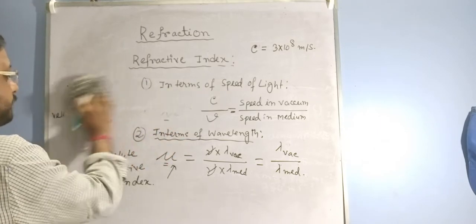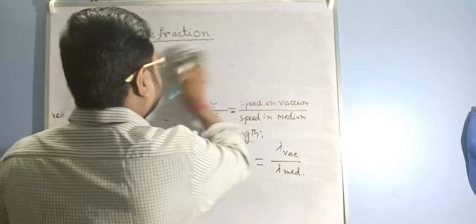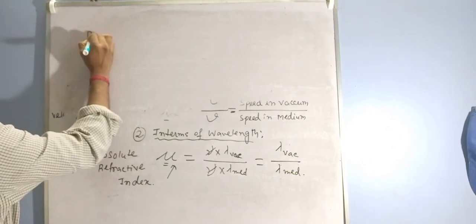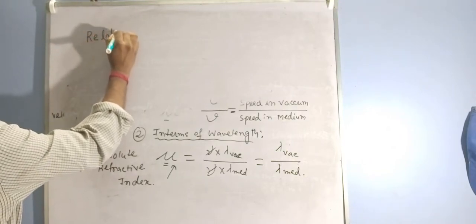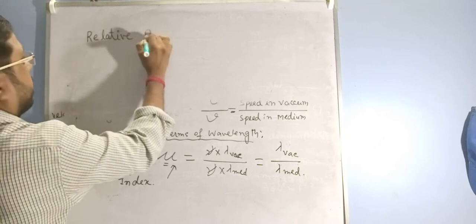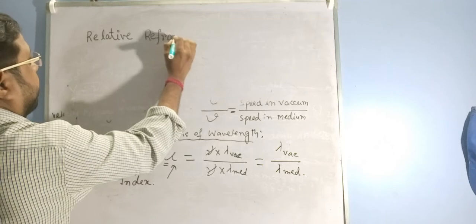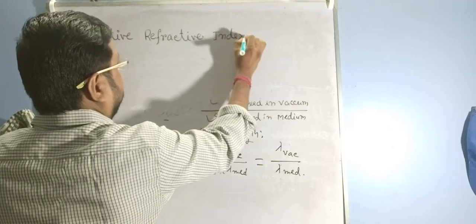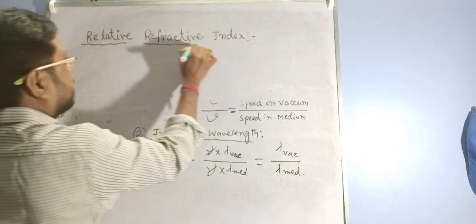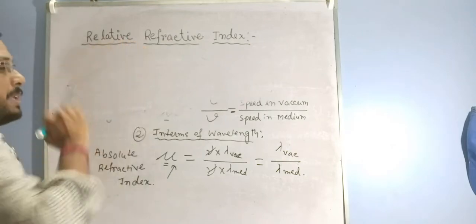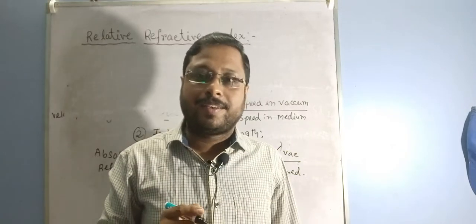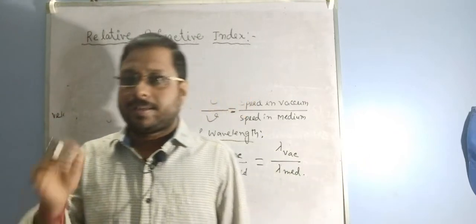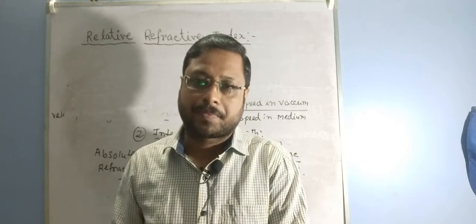Now we go for relative refractive index. रिलेटिव मीन्स, रिलेटिव का मतलब क्या होता है? विथ रेस्पेक्ट टू अनदर मीडियम. रिलेटिव का मीन्स एक का दूसरे के मतलब से.